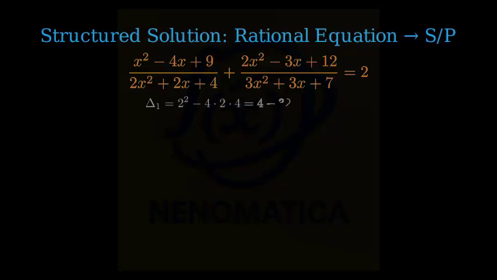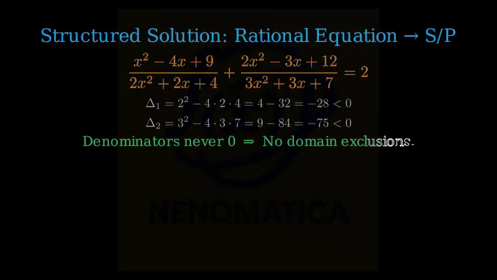For the first denominator, compute the discriminant b squared minus 4ac. Do the same for the second denominator. Both discriminants are negative, so denominators are never 0 for real x. Next step in the shown algorithm. Subtract 1 from each fraction and add minus 1 and minus 1 to the right side.